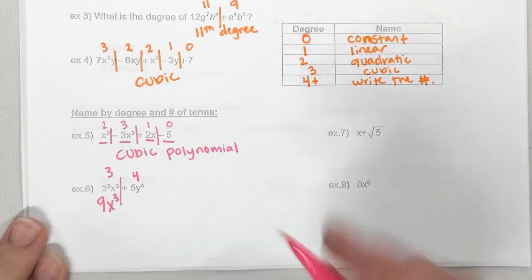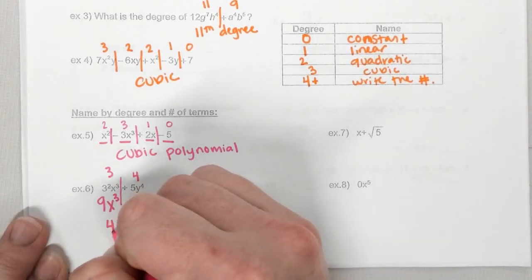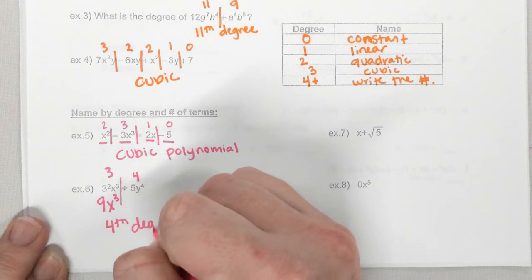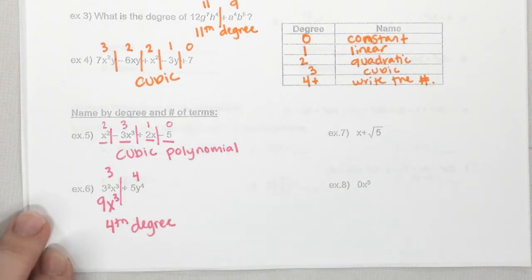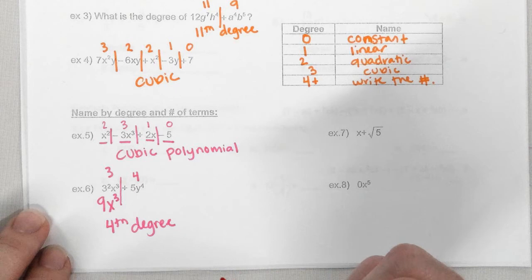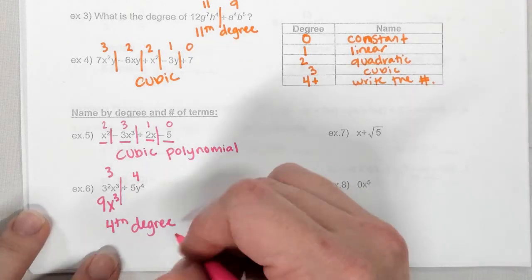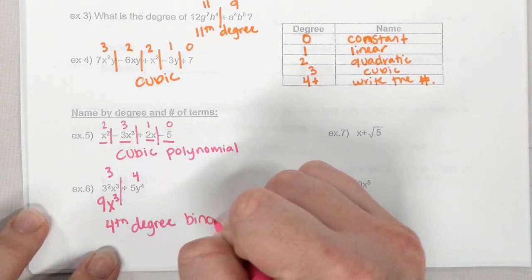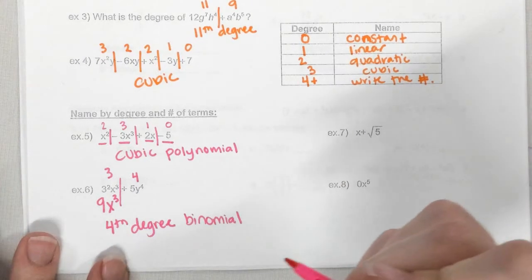So this is a 4th degree because that's my highest. And how many terms are there? 2. So what do we call that? No. Look at the terms. Binomial. You're mixing the two. That's okay. I know what you meant.